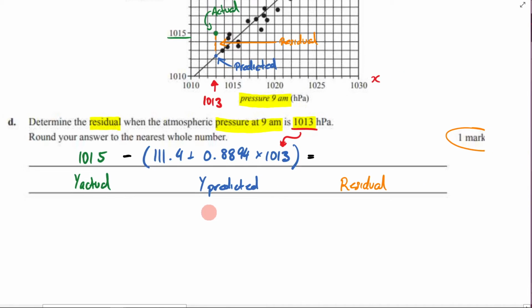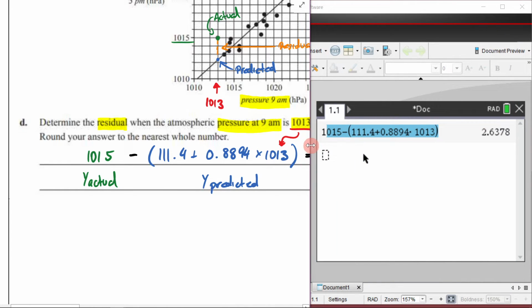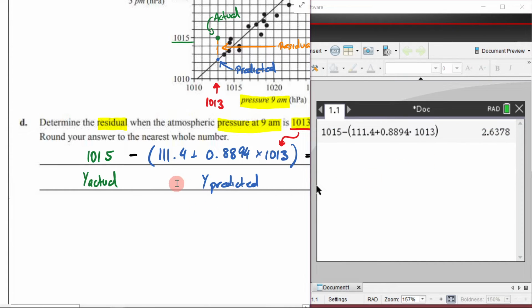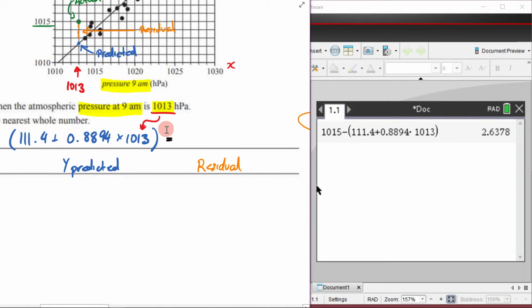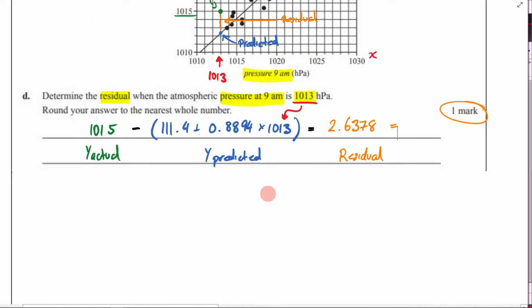So let's now come to our CAS. And here's one I've done earlier, just to save ourselves some time. So I just typed it in and I got 2.6378 out. So let's come over here. 2.6378. Now, if you left your answer like that, you would get it wrong. Why would you get it wrong if you left your answer like that? It's because it says we need to round your answer to the nearest whole number.